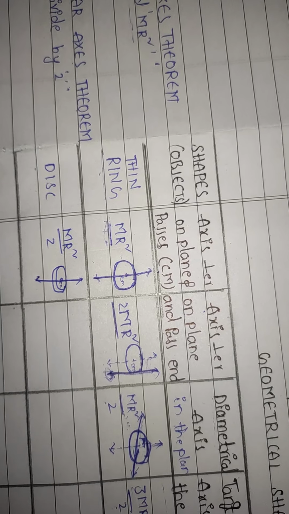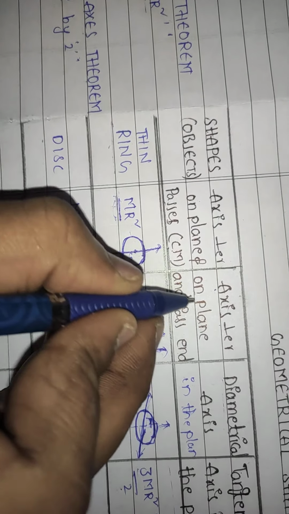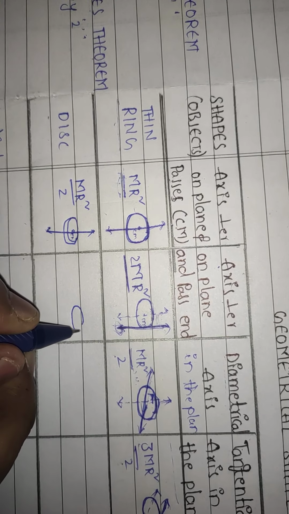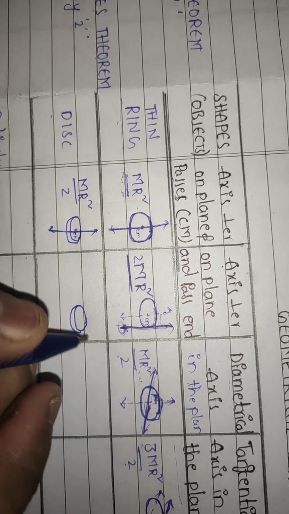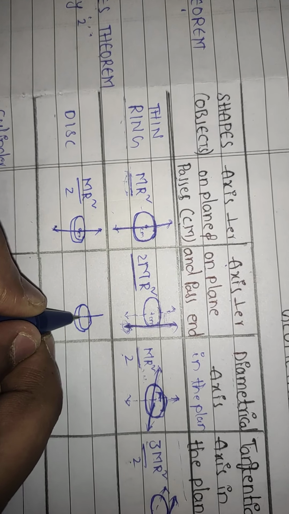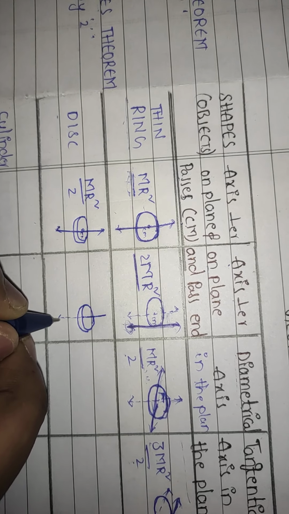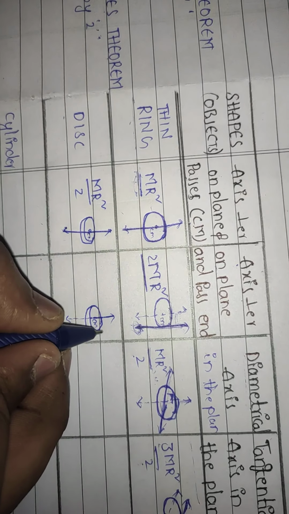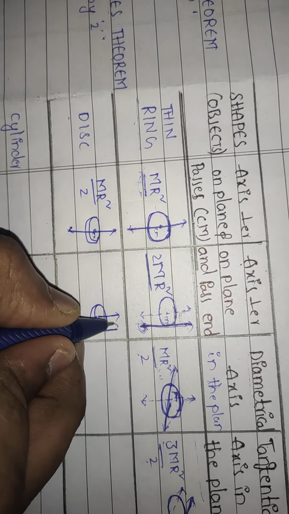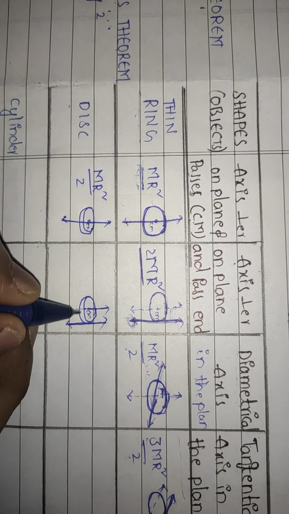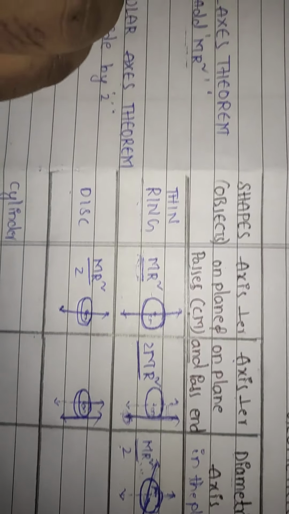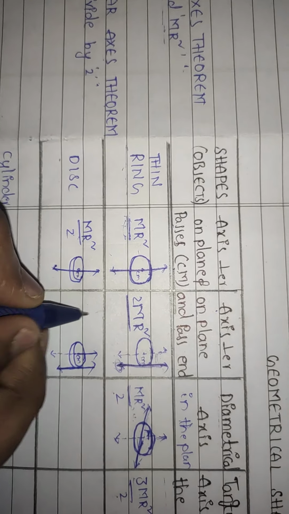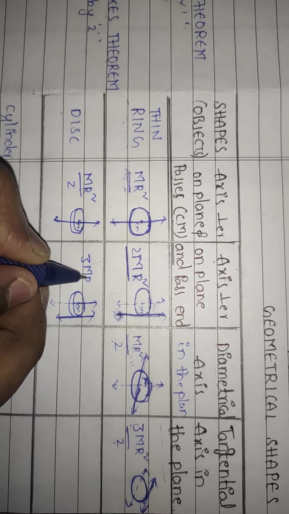We have to remember. Now axis perpendicular to the plane and passes through end. The diagram will be like this. This is the disc. We have to take this as dotted line. The axis perpendicular to the plane and passes through end means this is the axis we have to take. Now these two are parallel, right? Now we have to apply parallel axis theorem. Then add mr square to the first one. If we add mr square to mr square by 2, it will become 3mr square by 2.